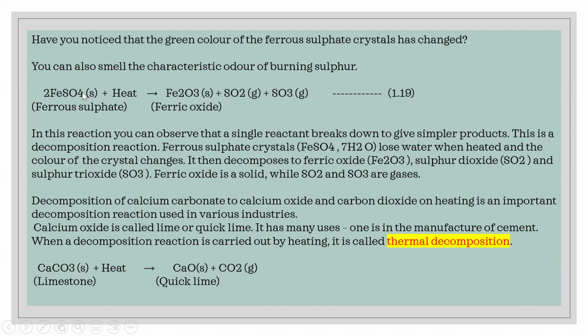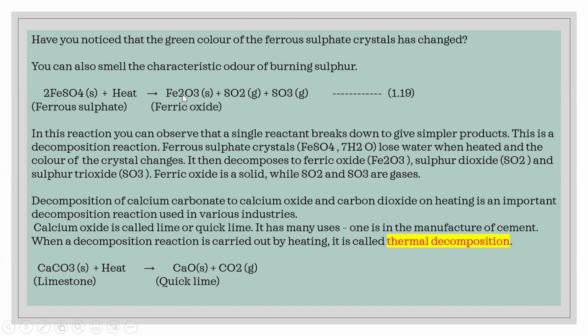Ferrous sulfate is a solid, ferric oxide is a solid, whereas sulfur dioxide and sulfur trioxide are gases. Decomposition of calcium carbonate. Here the question is asked, right? Have you noticed the green color of the ferrous sulfate crystals has changed? Yes, it is changed because ferrous sulfate is decomposed to ferric oxide.